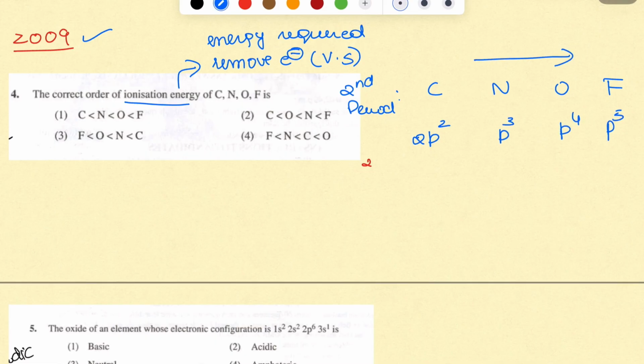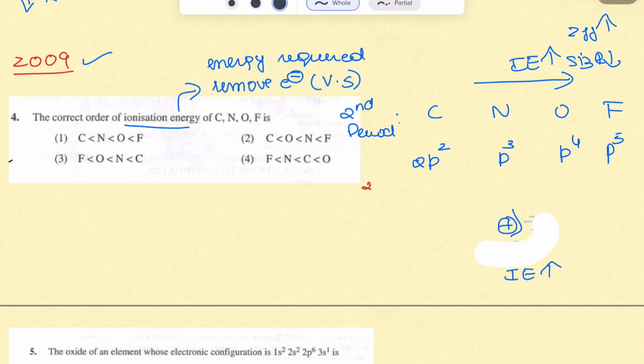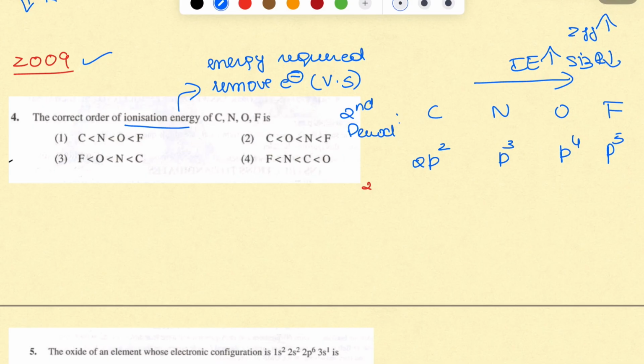Along the period, we know ionization energy increases. Why? Size decreases, Z effective increases. As size decreases, the force of attraction between the nucleus and the electron will be more, due to which removing an electron will be difficult. So we have to put more energy to remove these outermost electrons. If you go with this trend, fluorine will have the highest ionization energy, followed by oxygen, nitrogen, carbon.